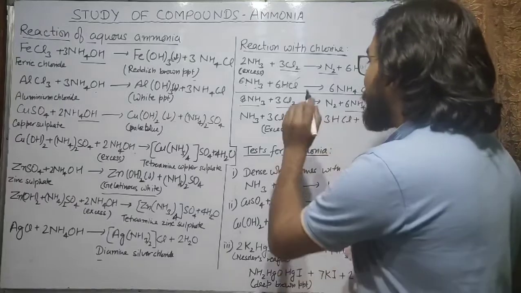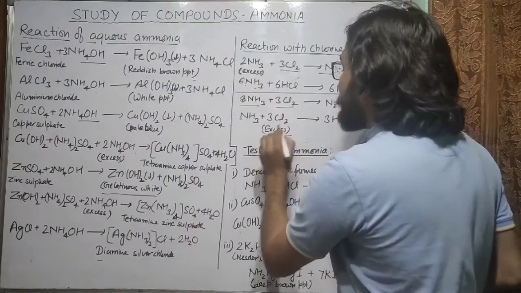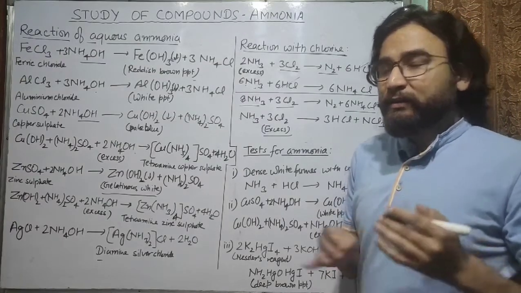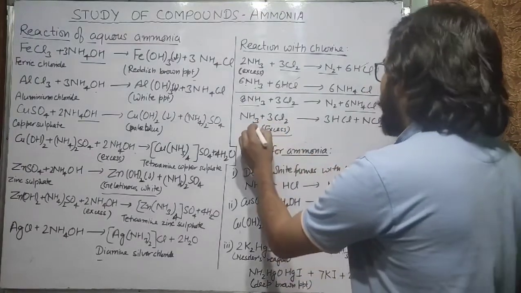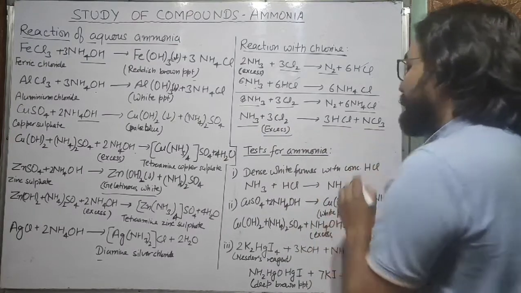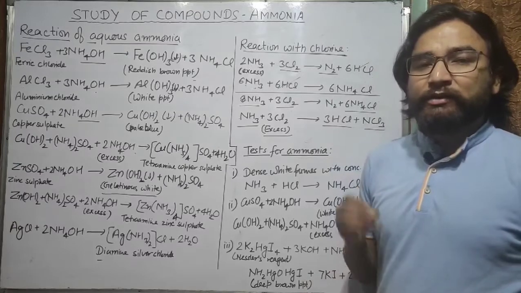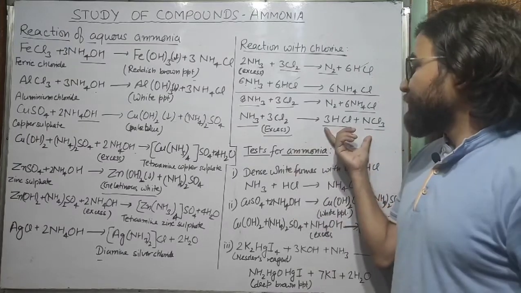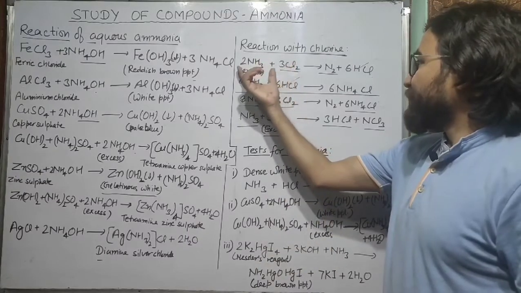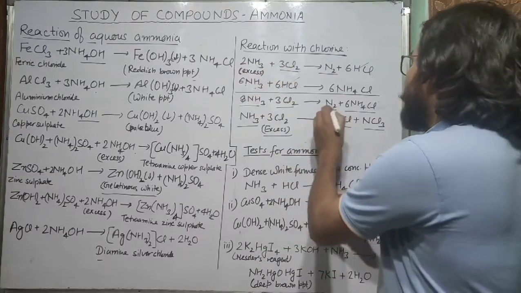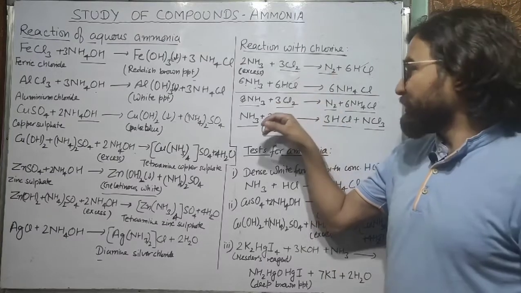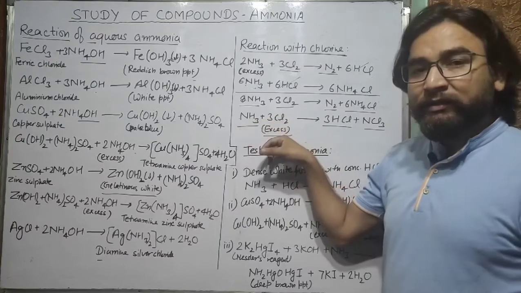But when chlorine is in excess, if chlorine is present in higher quantity as compared to ammonia, then a different reaction will take place. It will form HCl, hydrochloric acid, plus NCl3, nitrogen trichloride. These two compounds are formed in excess of chlorine. In excess of ammonia, it will form nitrogen and ammonium chloride. So you have to remember these two reactions. It depends on the concentration of ammonia and chlorine.